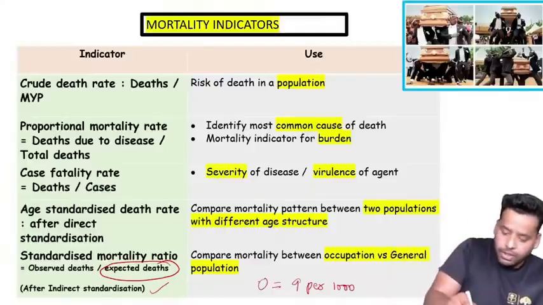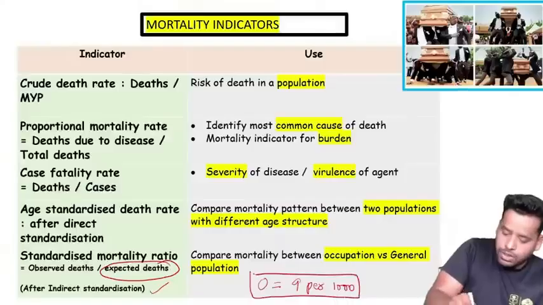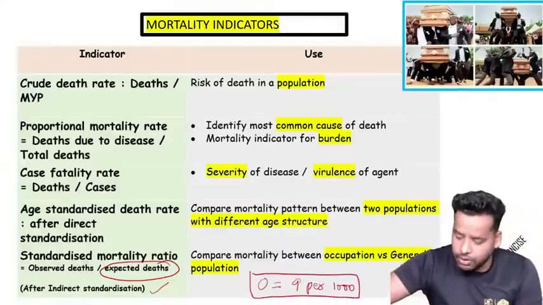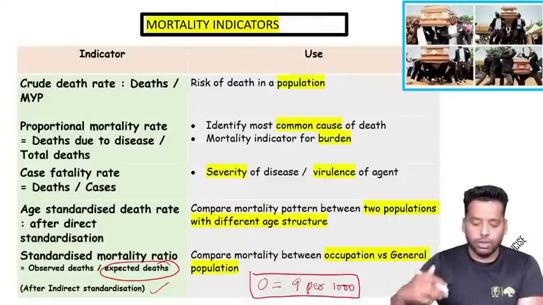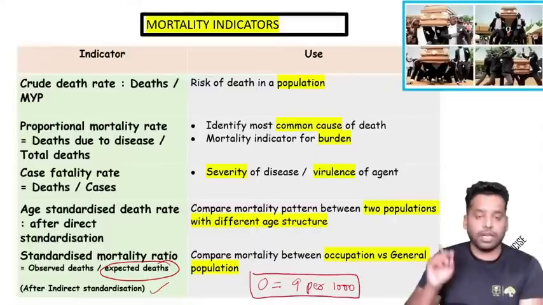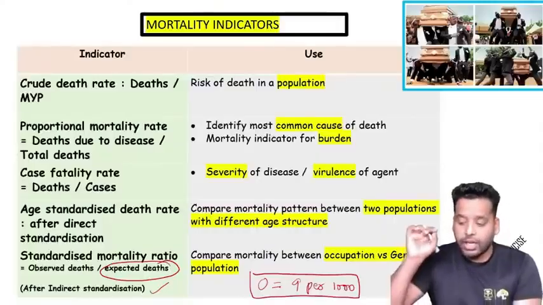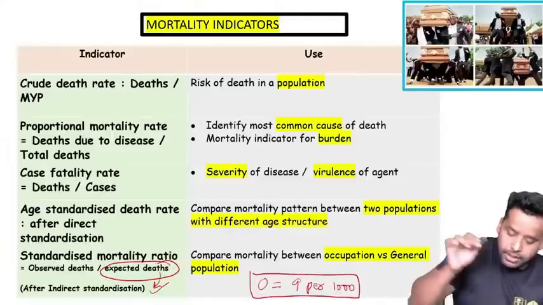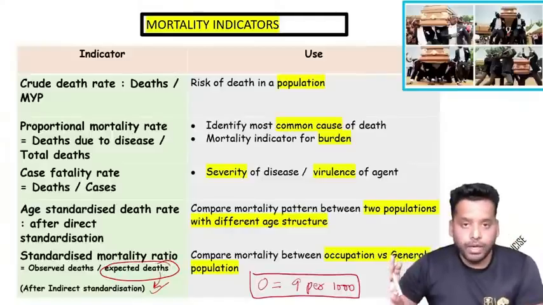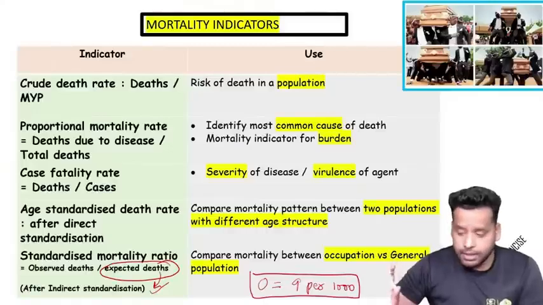Yes. Observed deaths are already given. How much are the observed deaths? Answer my question. 9 per 1000. What I want to calculate is the standardized mortality ratio. What extra do I need to calculate it? I need expected deaths. That is calculated after indirect standardization.